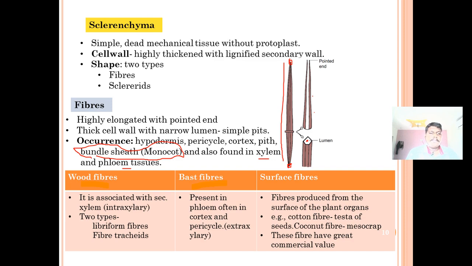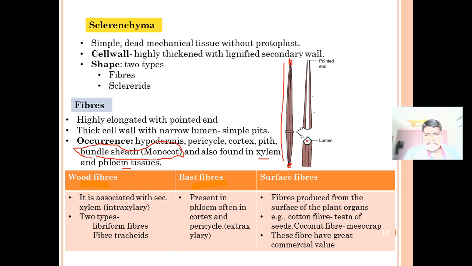Okay, so in the stem region, especially in the stelar region, if secondary xylem is associated, that we call wood fiber. If it is found in the phloem region, that we call bast fiber. If the fiber is present in the phloem, that is bast. If it is present in the xylem, it means wood fiber.